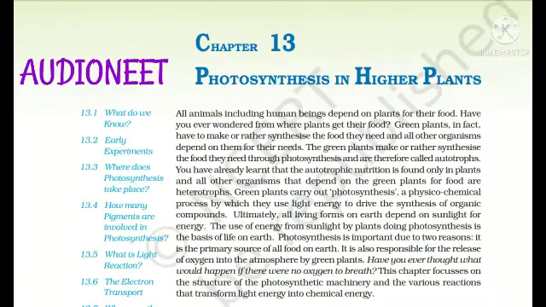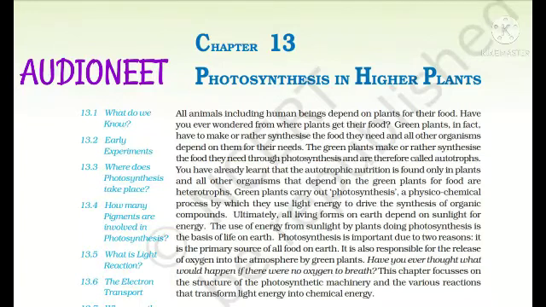The reaction is catalyzed by the enzyme RuBP carboxylase, which results in the formation of 2 molecules of 3-PGA. Since this enzyme also has an oxygenation activity, it would be more correct to call it RuBP carboxylase-oxygenase, or Rubisco.